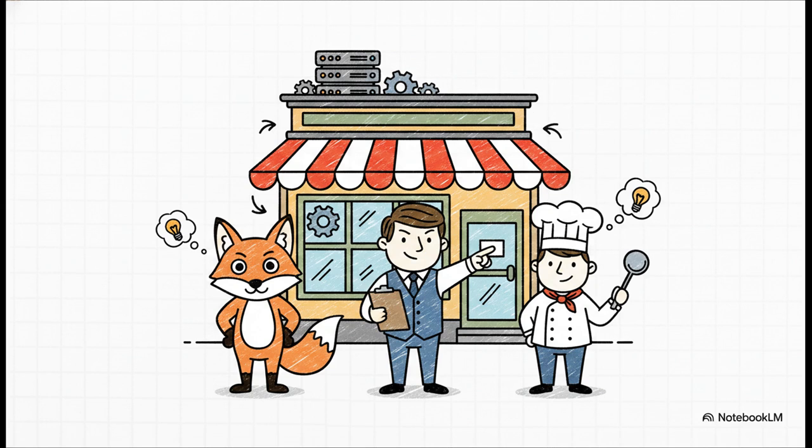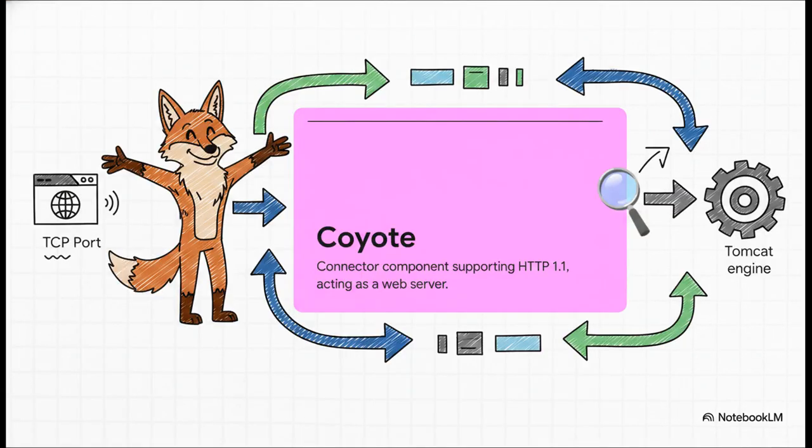And to understand how it processes your orders, requests, we need to meet its 3 main staff members: Coyote, Catalina, and Jasper. First up, we have Coyote. Coyote is basically the friendly greeter standing at the front door of our restaurant. It's the connector component that specifically supports the HTTP protocol. Coyote just listens intently on a specific TCP port, waiting for any incoming connections from a web browser. But here's the thing. Once it gets a request, it doesn't actually process the data itself. Nope, it just forwards that request deeper into the Tomcat engine.